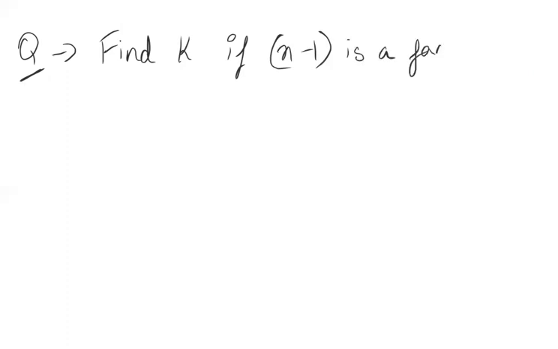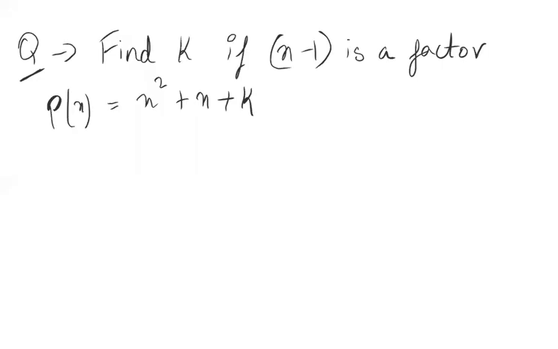So this is a remainder theorem question, I believe. Find k if x minus 1 is a factor. And they've given us multiple P of x's. So let's take the first one, P of x is x squared plus x plus k.